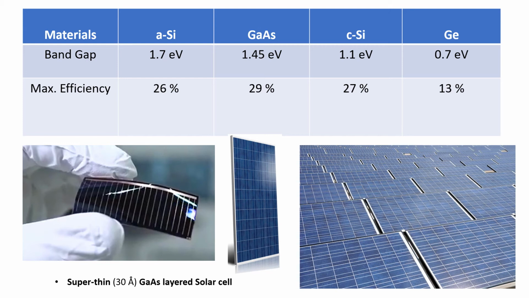Below in this picture, a super thin layer of 30 angstroms of gallium arsenide solar cell can function to produce electricity. The other 2 pictures are thin layered gallium arsenide solar cells fabricated for sale.